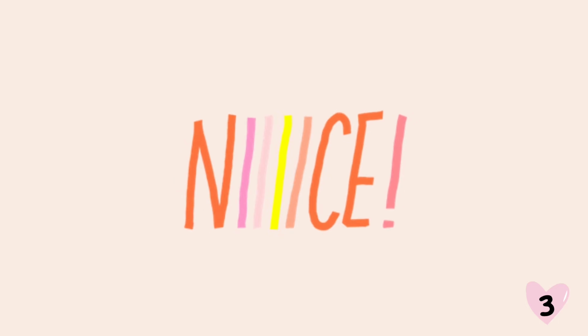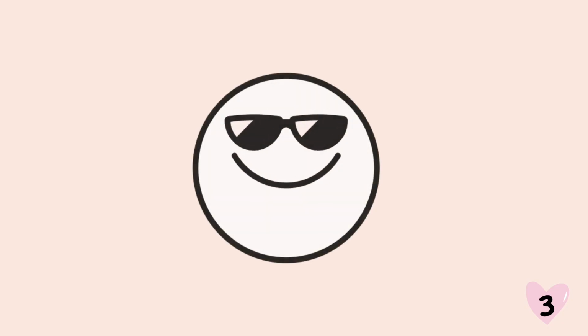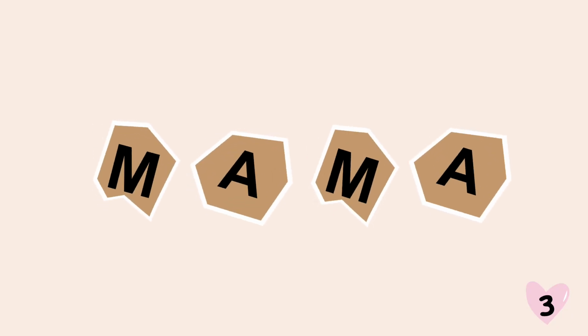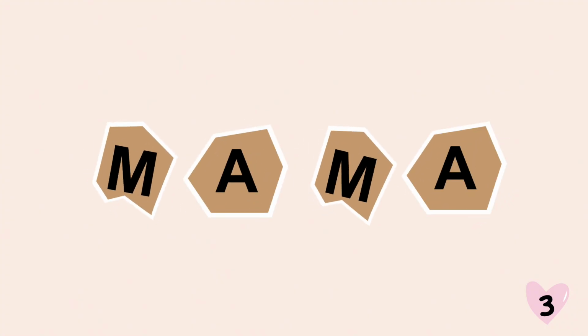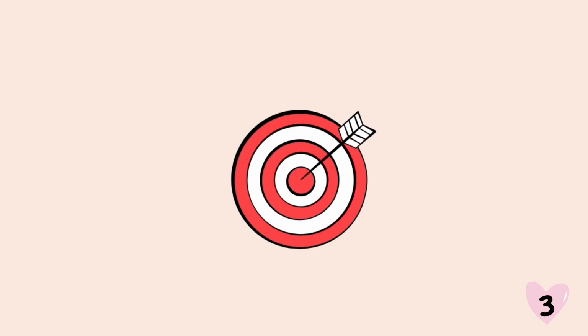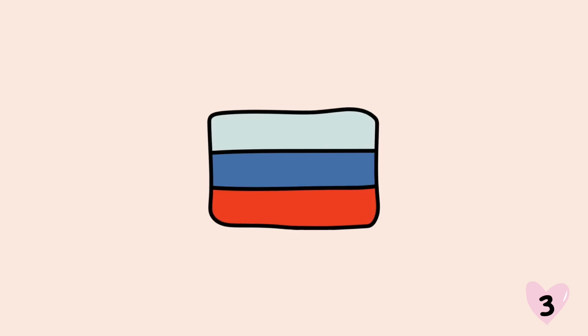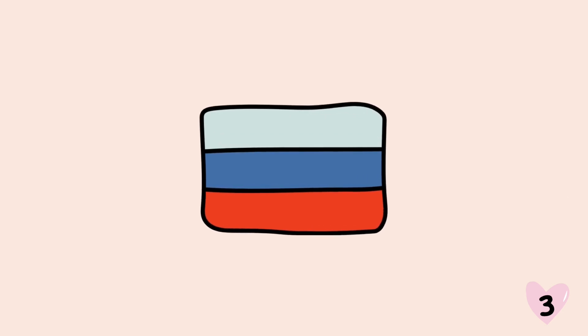Nice! It's time for our new word. And I'm sure you can read this word and figure out what it means easily. You nailed it! Yay! The word is mama, and it means mom. In Russian, we also say mom instead of mama. Let's read this word together. Mama, mama.